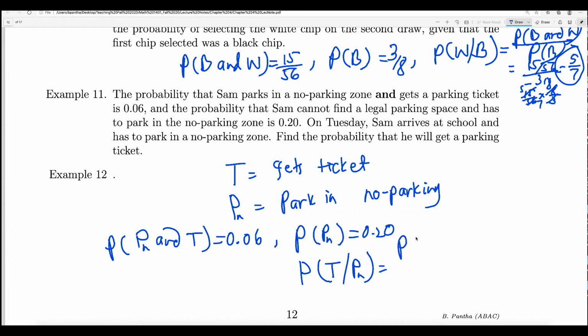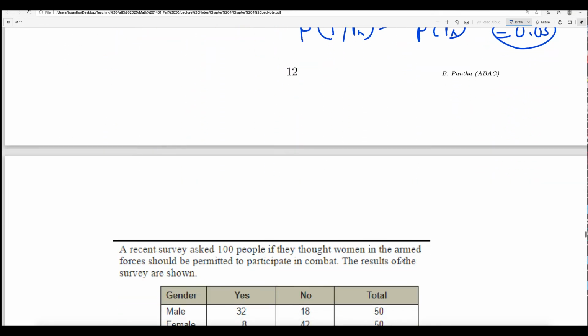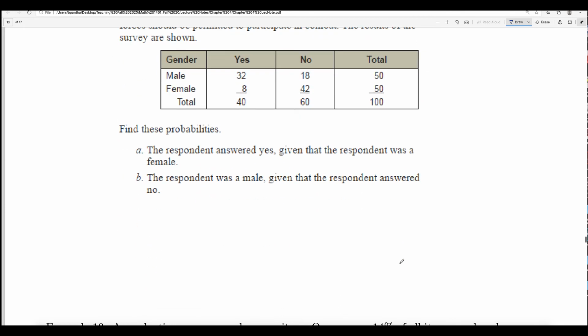Use the formula probability of Pn and T divided by probability of Pn, because what is given goes in the denominator, right? So that value is given as 0.06, divided by probability of Pn, which is 0.20. What do you get? You get 0.03. That is the final answer, because if you divide 0.06 by 0.20, you will get 0.03.